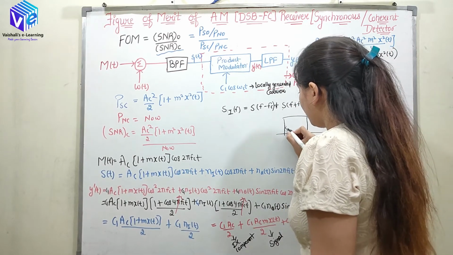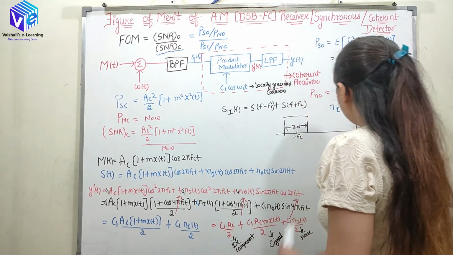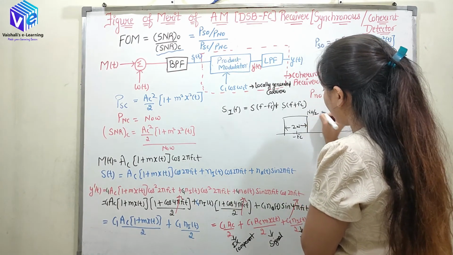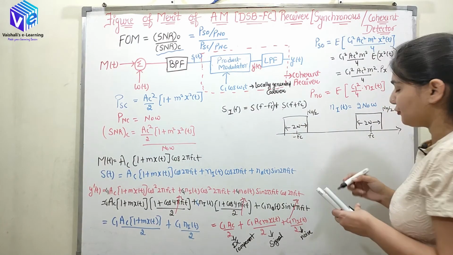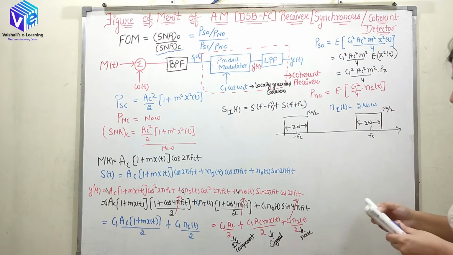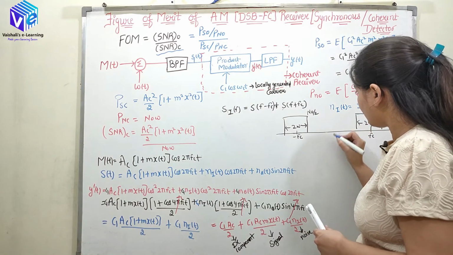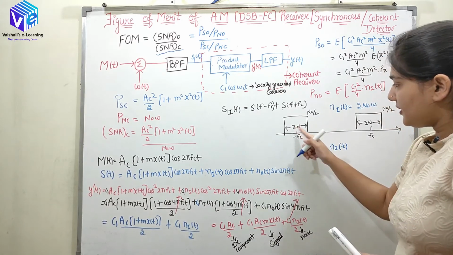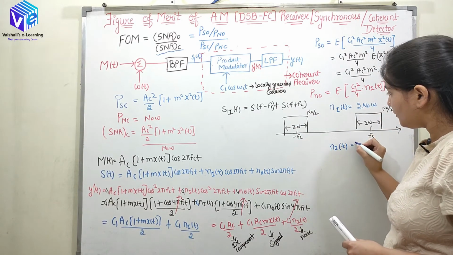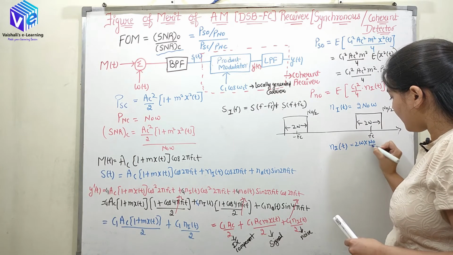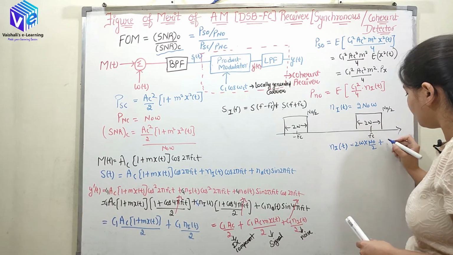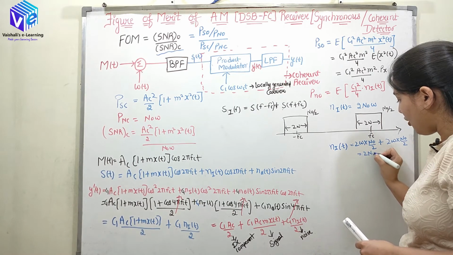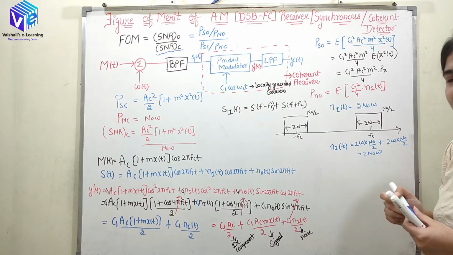So here the width is 2W, like in the previous video I have already explained this as well, and the height is N naught by 2. Here also it is N naught by 2. So now here NIT will be equal to this base into height, so 2W into N naught by 2 plus 2W into N naught by 2. So it is 2 N naught W. So I have correctly written it down.